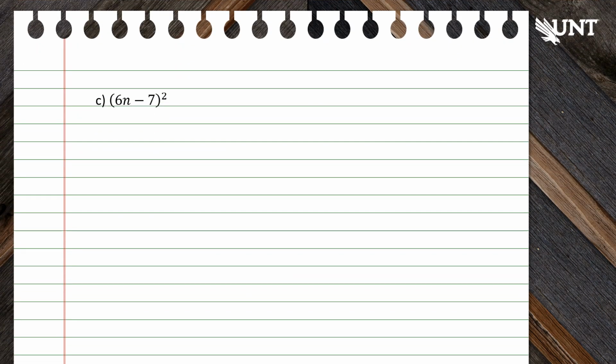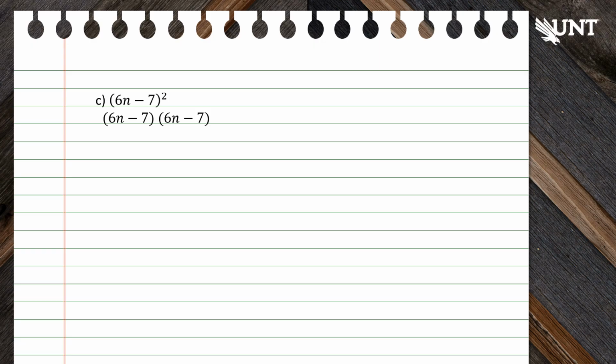Example C, we have the quantity 6n minus 7, quantity squared. Now this should look kind of familiar. We know about exponents. We see a power of 2, but we need to recognize the base. What is the power linked with? Well, in this case, the base is 6n minus 7. So in other words, this really means 6n minus 7 times 6n minus 7. And I strongly suggest you do write it out twice.